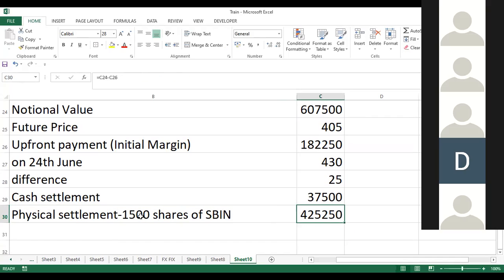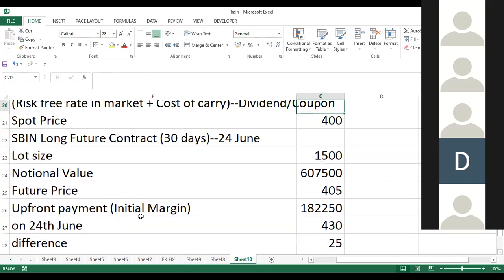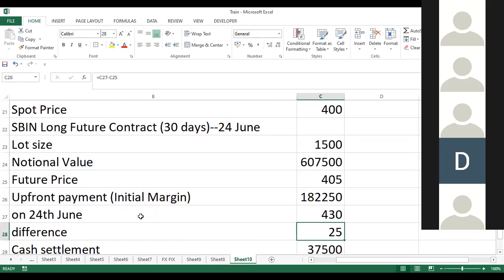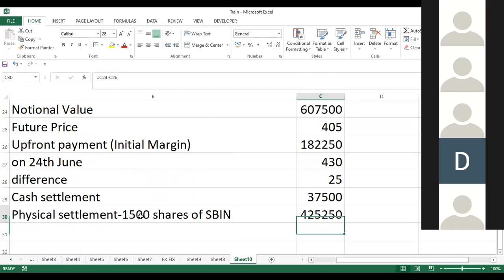Right? So is this clear or is this not clear? Something not clear or something clear? Because we discussed two things. One is cash settlement, another is physical settlement. So cash settlement, is anyone not clear, or is this fine?